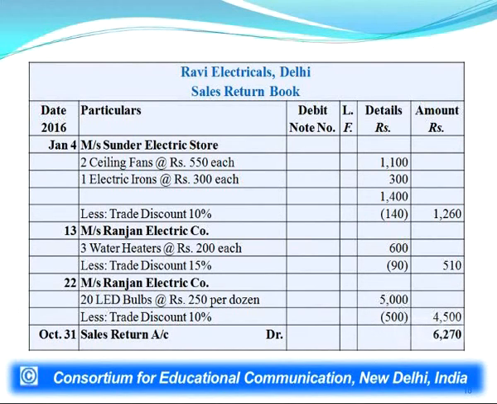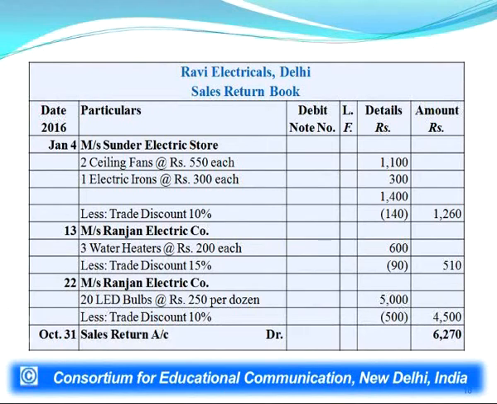date of transaction. The first party who has returned the goods is Messrs Sundar Electric Store, 2 ceiling fans at 550, gross amount 1100. Then 1 electric iron at 300 each, so 300, and the total gross amount is 1400. Trade discount is to be deducted at the rate of 10%. So, this is 1260, the net amount.